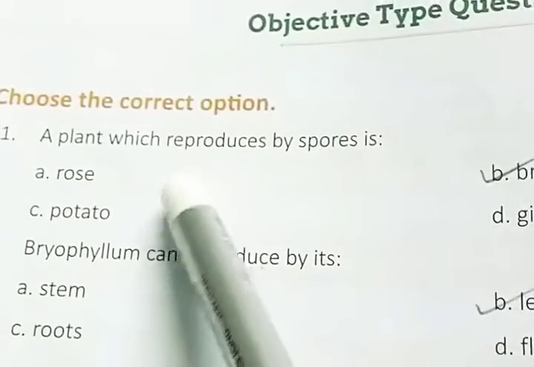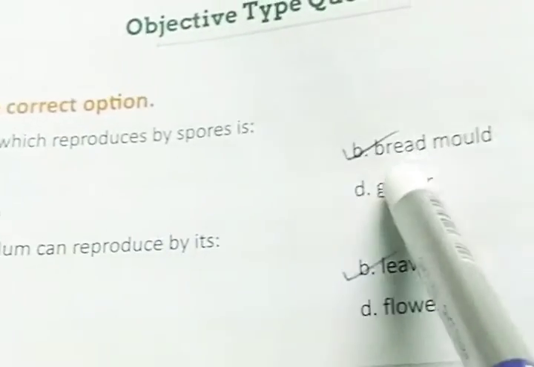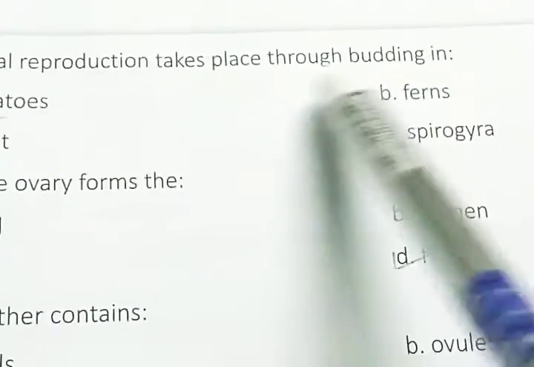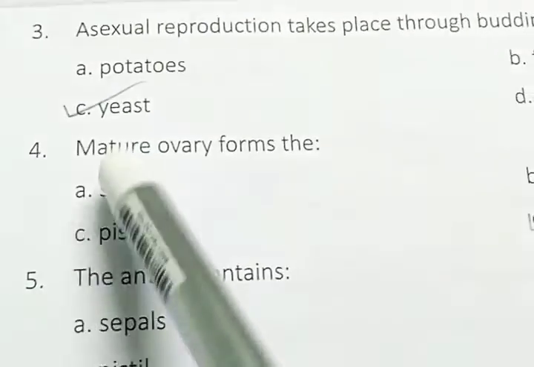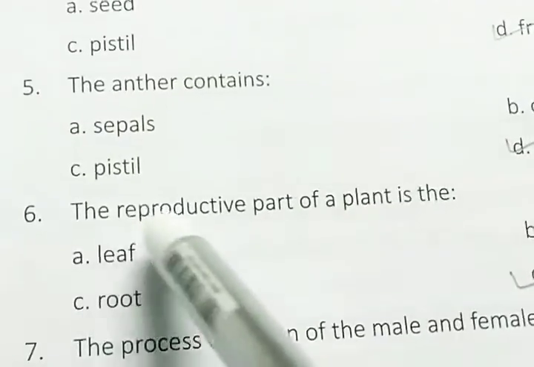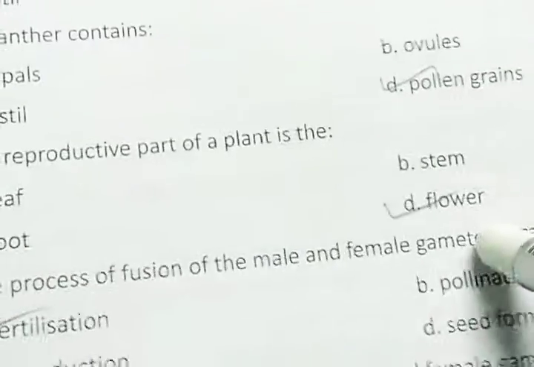A plant which reproduces by spore, that is bread mold. Bryophyllum can reproduce by its leaves. Next, asexual reproduction takes place through budding in yeast. Mature ovary forms the fruit. The anther contains pollen grains.